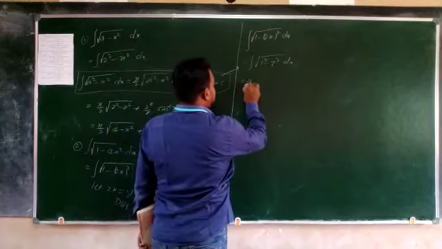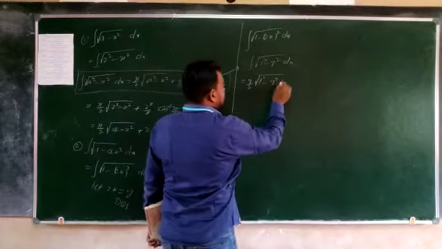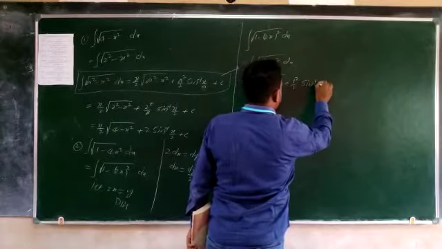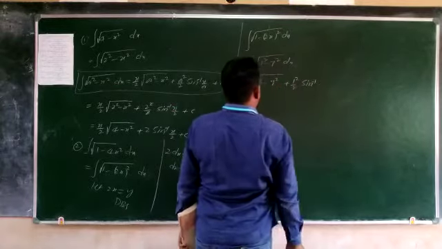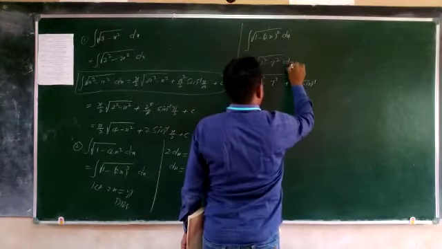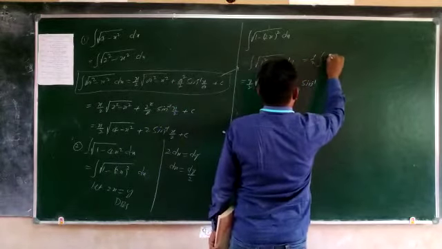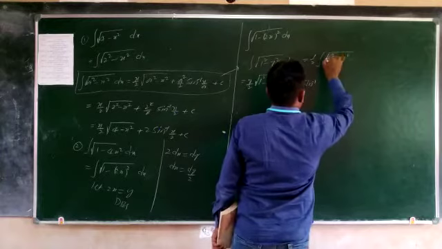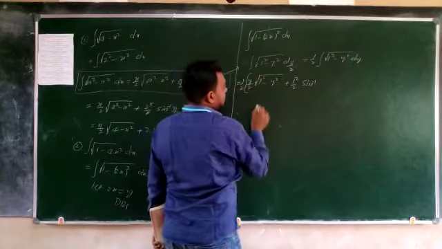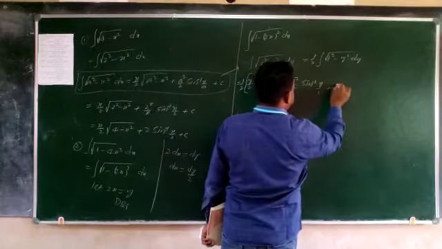So what are we getting? y by 2 into square root of 1 square minus y square plus 1 square by 2 sine inverse of y by 1. Sorry, here dx is equal to dy by 2. So this is equal to 1 by 2 into the integration of square root of 1 square minus y square into dy. So 1 by 2 into, we write here, the formula with sine inverse of y by 1 plus c.